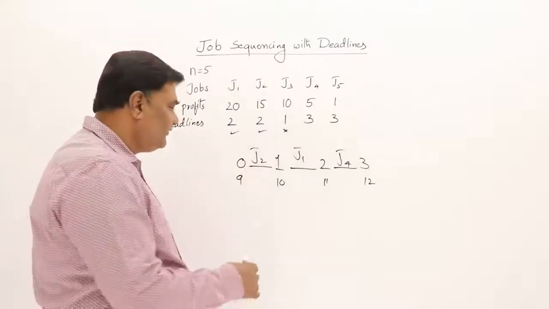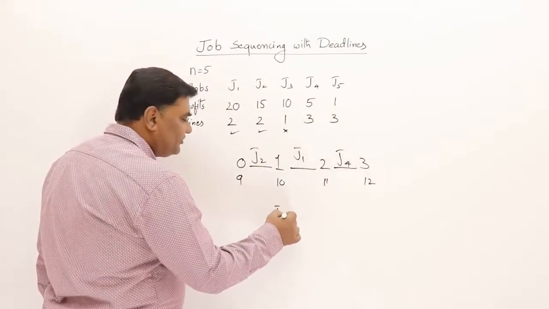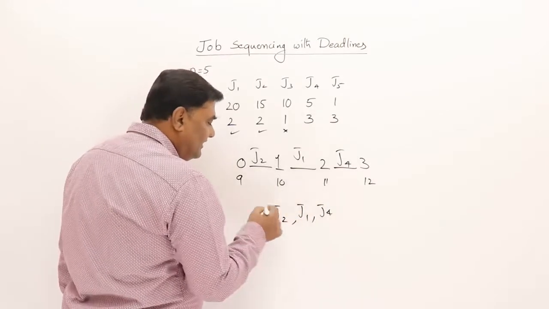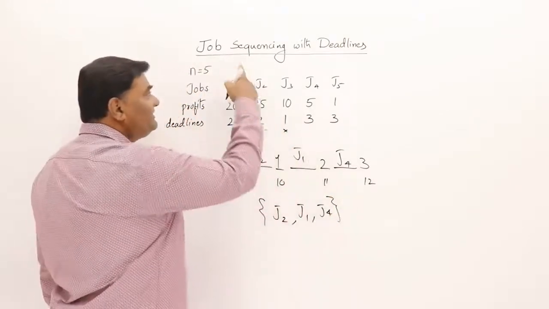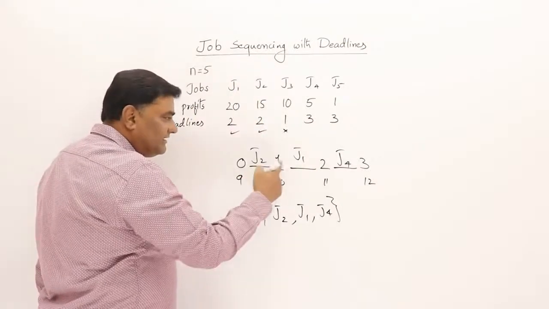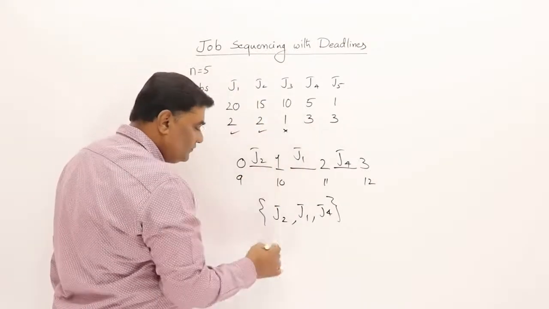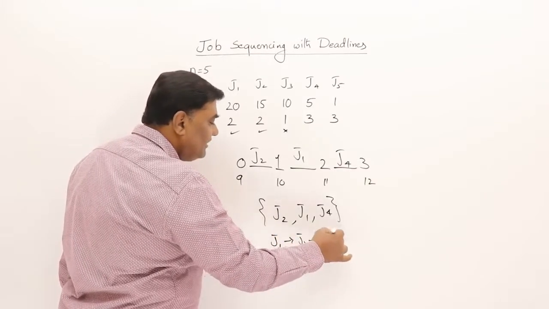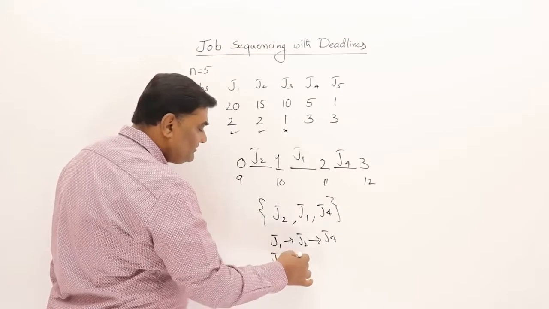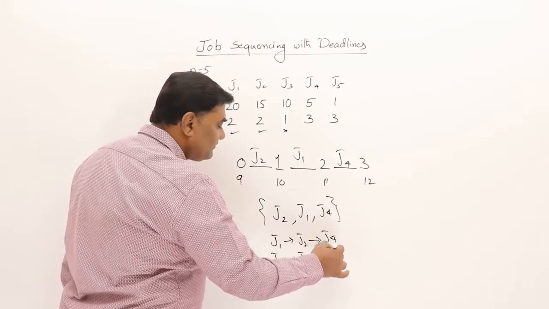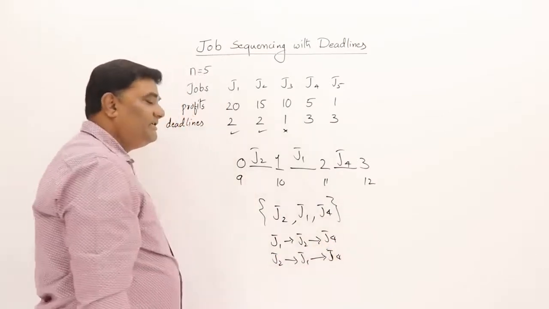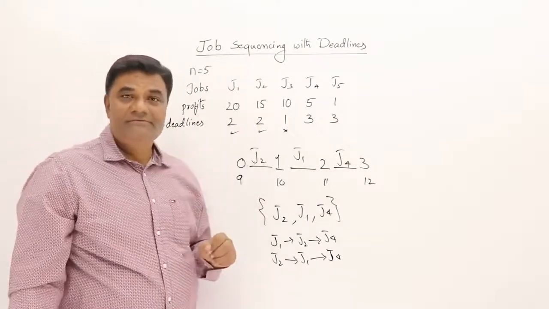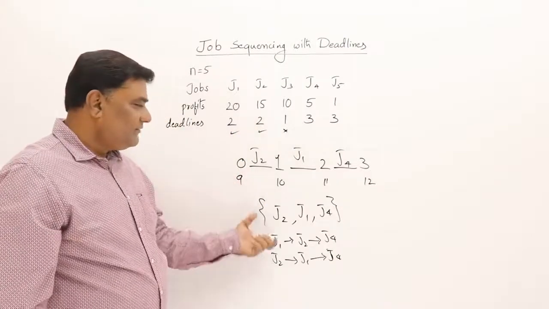What are the jobs that we are going to do? We are going to complete jobs 2, then job 1 and job 4. And in which sequence do we have to do them? Here both jobs have deadline 2, so we can do them in sequence J1, then J2, then J4, or else J2, J1, then J4. We can complete them in any of these sequences, as both are ready to wait for 2 hours.